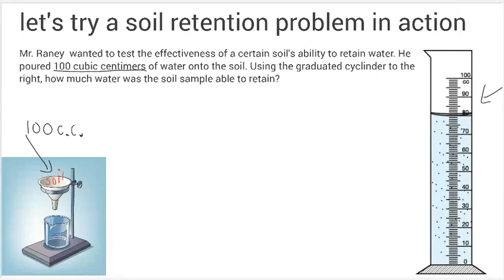let's look. If we look right here in yellow, it goes up to 80. So right here, as the soil was retaining the water, 80 cubic centimeters of water fell to the bottom. It fell into the graduated cylinder or into the beaker. And so Mr. Rainey poured in 100 cubic centimeters.